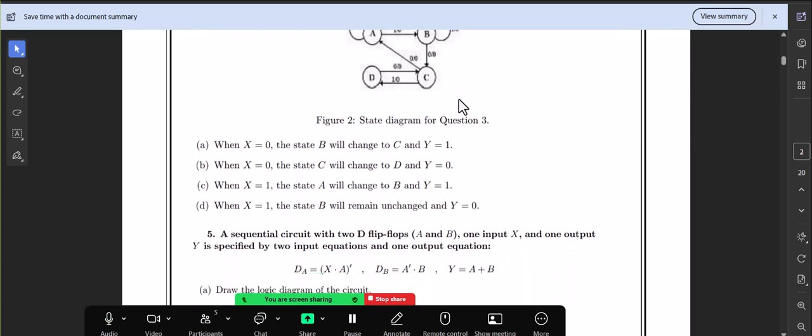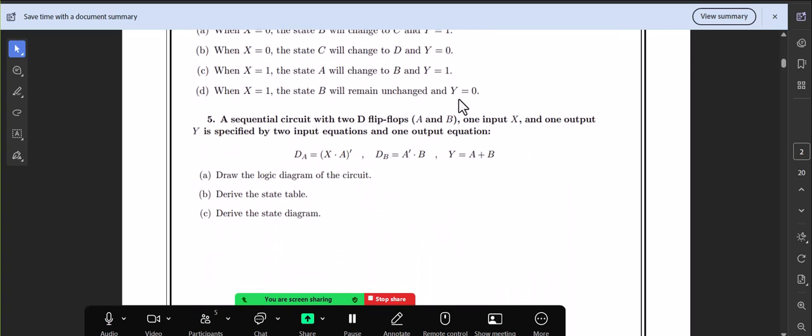All right. A sequential circuit with two D flip-flops A and B, one input X and one output Y, is specified by two input equations and one output equation. Draw the logic diagram of the circuit, draw the state table, derive the state diagram. So let's do that.